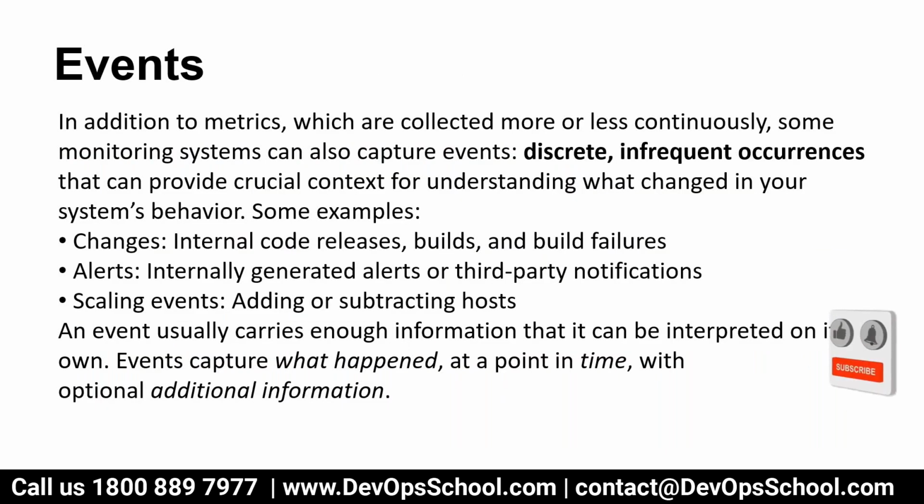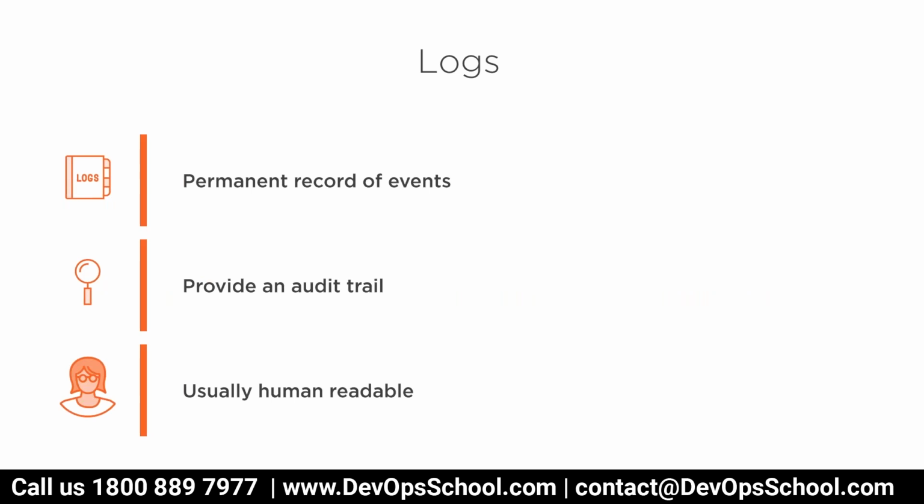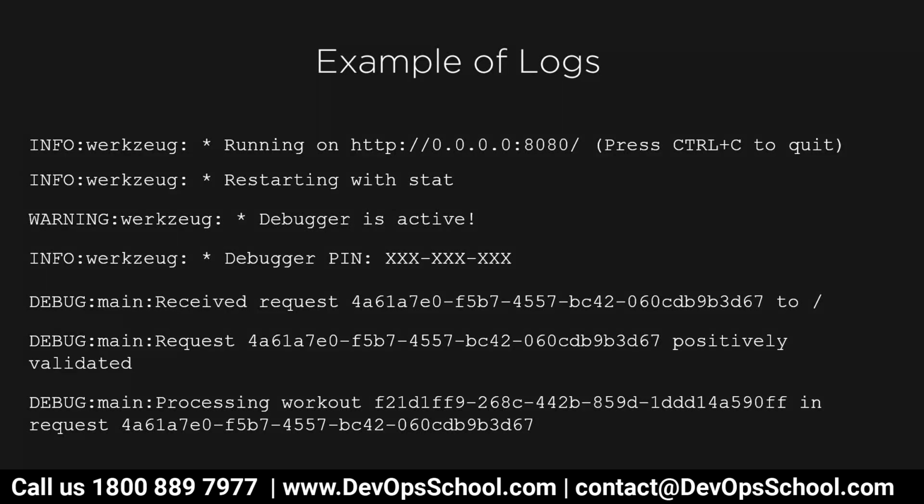Events are such as the event log, which you might have seen in Windows. Some events you can also consider are alerts that have happened, or changes in internal code releases, builds, or build failures. So that also is a metric. Some examples you can see are pull requests and build requests. And logs are a permanent record of events, provide an audit trail, and are usually human readable. This is an example of logs you can see here.